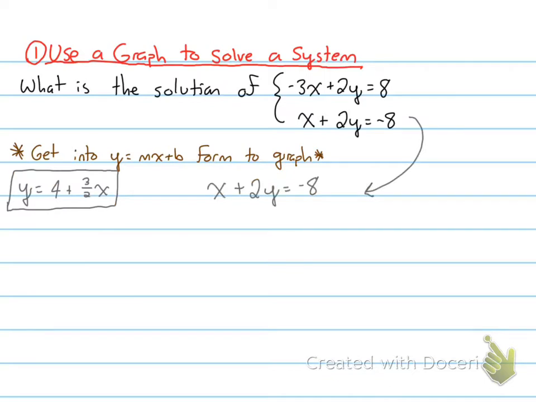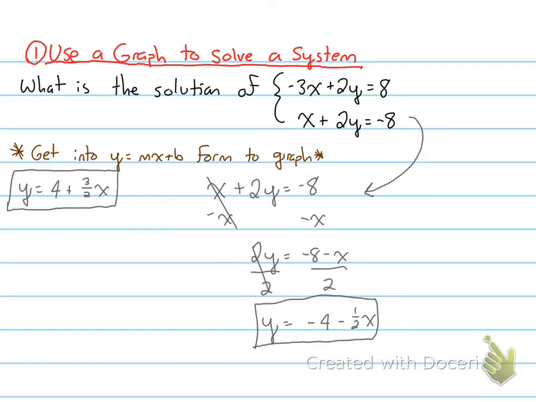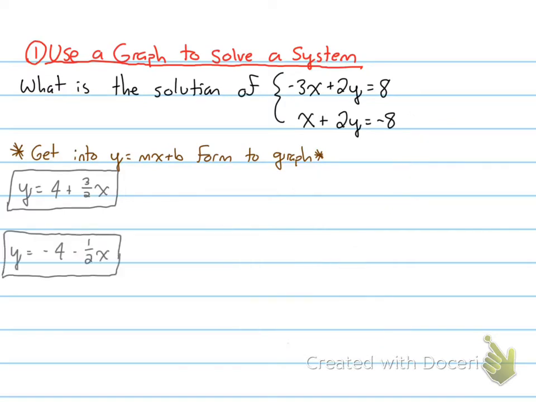And I'm going to do the same thing with my second equation. I'm going to move x to the other side, divide everything by 2, and I'm left with y equals negative 4 minus 1/2 x. So these are my two equations, and I'm going to focus today on solving by graphing. I could probably easily graph this system by hand, but for today I want us to get confident with graphing in your calculators, so that's what we're going to do here.